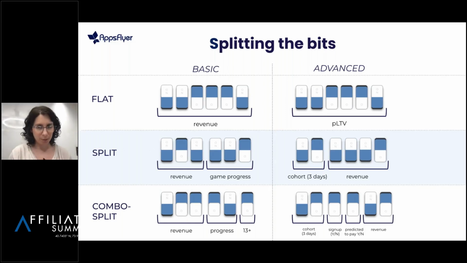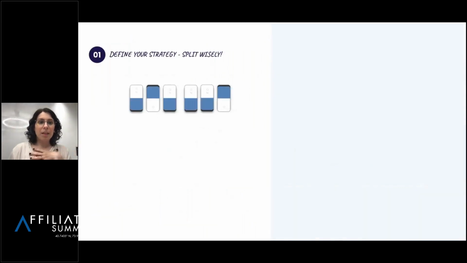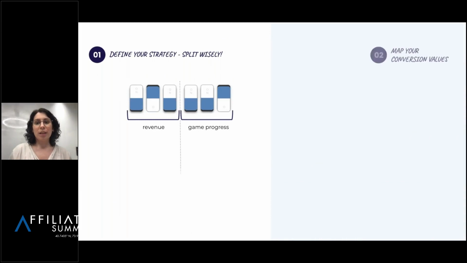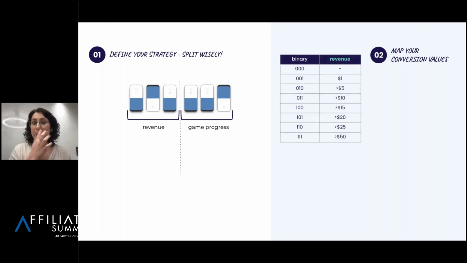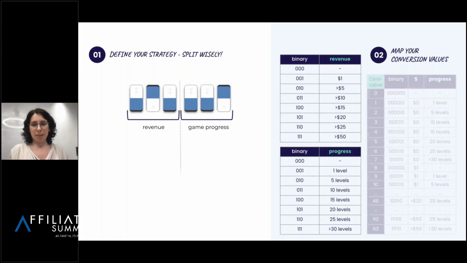There are also advanced approaches to this. I'm not going to go into those today because we're limited on time. But the downside of splitting bits beyond one KPI is that you have less granularity. The more ways you split the bits, the fewer data points you can pick up. So there is a need to split wisely and define your strategy as a mobile marketer and what it is that you're looking to measure. And based on that, you have to map out all of your conversion values and figure out what each number is going to mean so that you can understand what a conversion value of, say, 43 means, right?